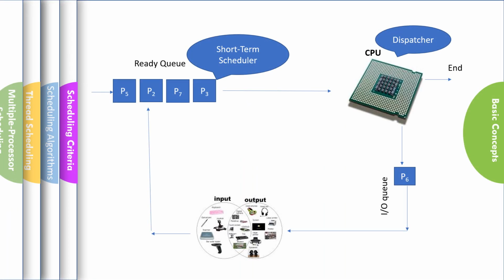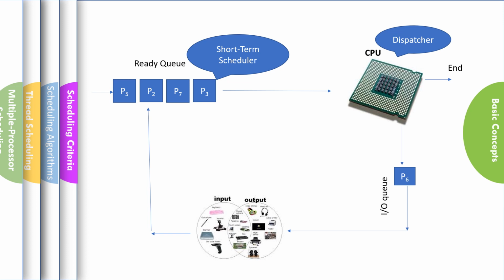There are a few processes in the ready queue, and there is a short-term scheduler that will select any of these processes and give it to the CPU for execution. The CPU has a dispatcher which takes care of the context switching. What is context switching? We have seen in the last class that when one process leaves the CPU, all the information about that process has to be removed from the CPU, and the other process's details have to be loaded into the CPU for execution. That is called a context switch. This is done by the dispatcher here.